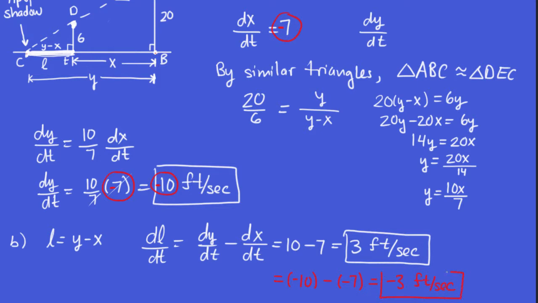And so notice the answers are the same as parts A and B, except they're just negatives of the answers we had. Instead of 10, it's negative 10 for A. For B, instead of 3, it's negative 3. And so that kind of makes sense. And that's really the only change that would occur if the man was moving towards the light instead of away from it.